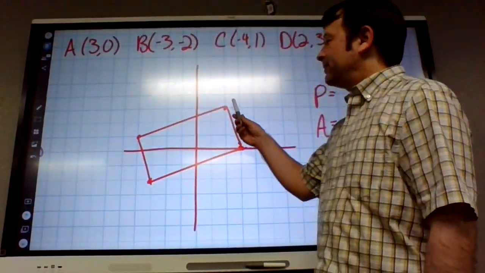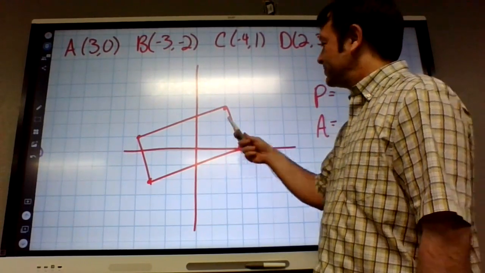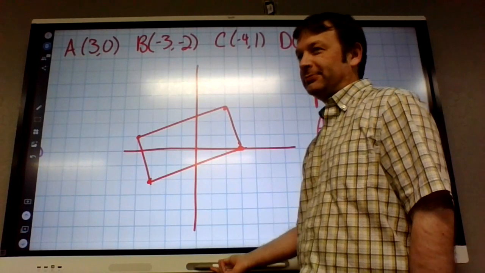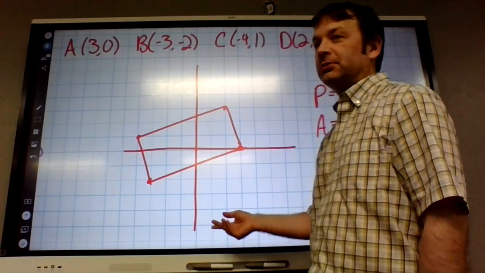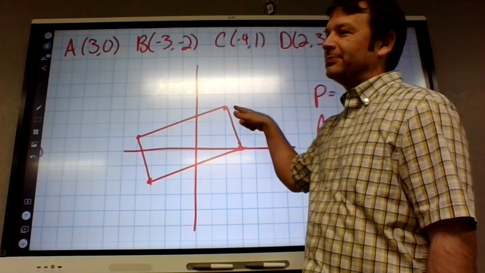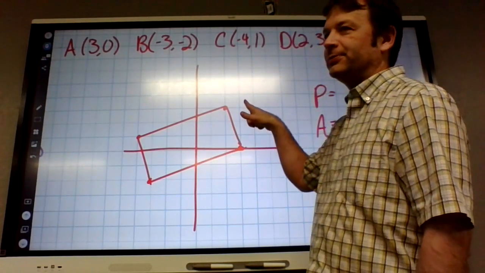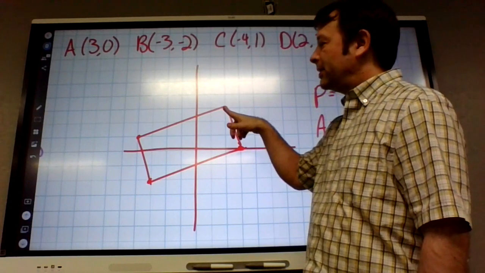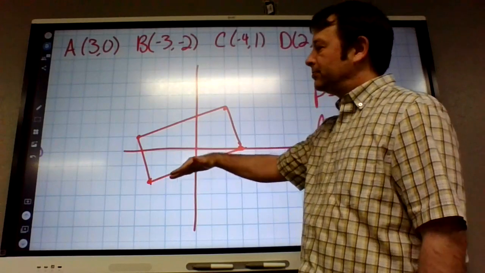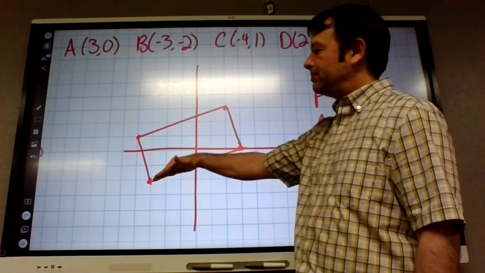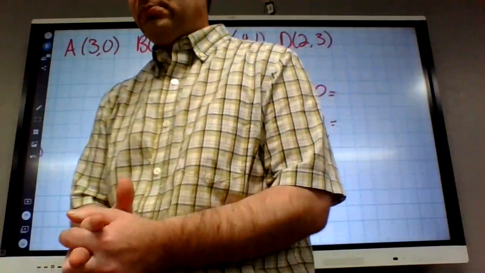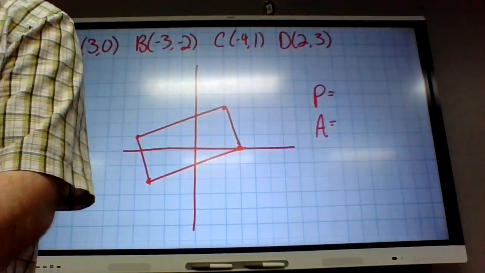You have to find the length of the sides, so you have to do the distance formula of each of them, and that'll help you find the perimeter and the area. What's perimeter? The area around it. And how do you find area of a rectangle? Base times height. So you just multiply two sides together.